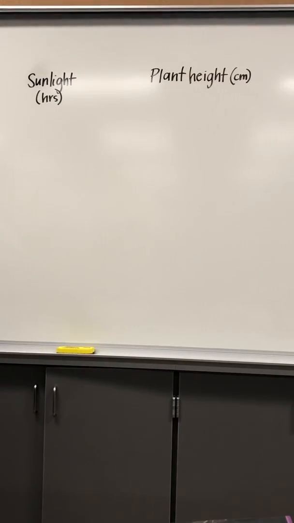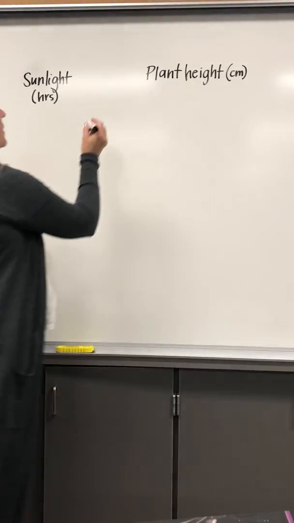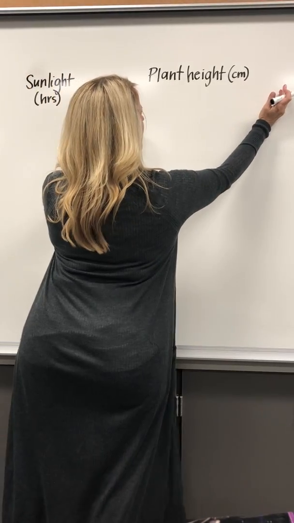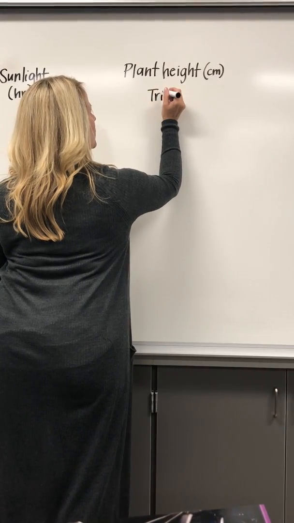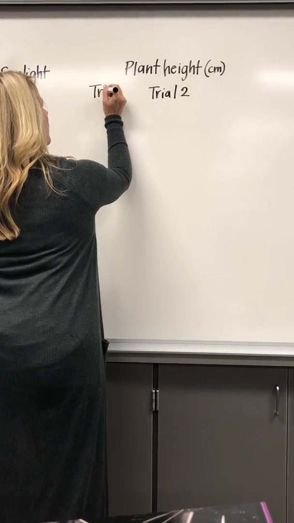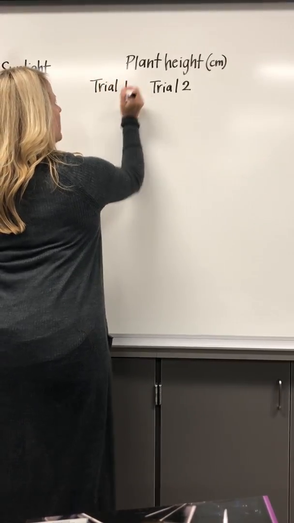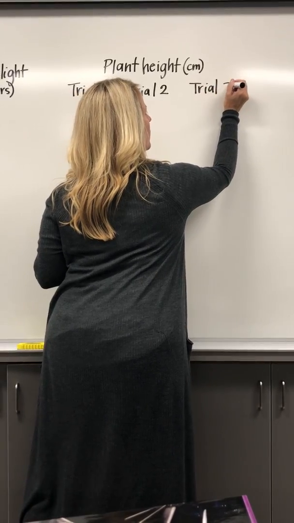Now we know that we need to have 3 trials at least. So I'm going to spread them out between this heading. I'll start with the middle one, which is going to be trial 2. Then I'll go over here and put trial 1. And then over here is trial 3.